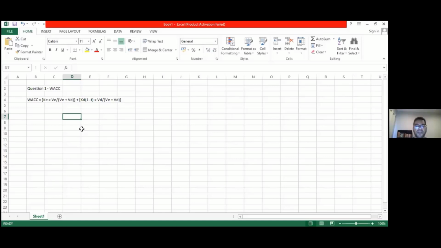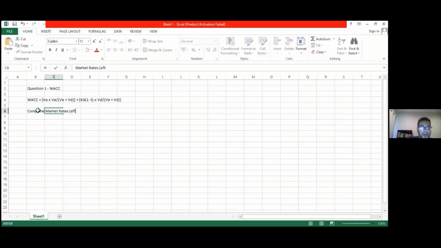So when they say, dear student, please determine WACC, write down the WACC formula and leave a line to put the final answer in. The next thing you want to do is set up your table. Your table will have four or five columns: components of capital, and market rate.